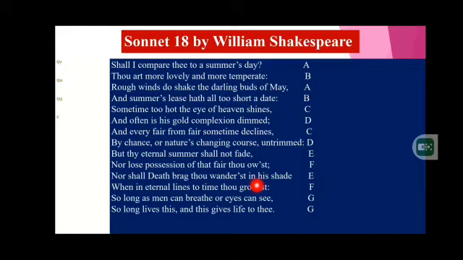And there are, how many feet are there? 5 feet and 10 syllables.